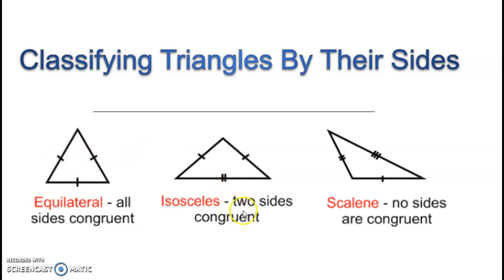An isosceles triangle will only have two sides that are congruent, so it will only have two sides with the same tick marks, and then the last side will have a different amount of tick marks because it is longer or shorter than the other two lengths that are equal. And that is an isosceles triangle. A scalene triangle will have all three different side lengths. They will all not be equal. There will not be any side lengths that are congruent, and that is a scalene triangle.